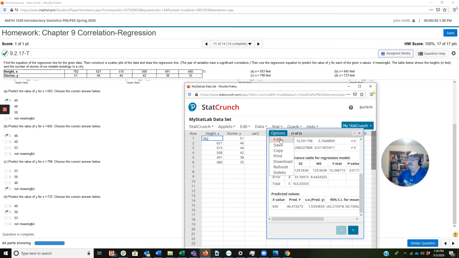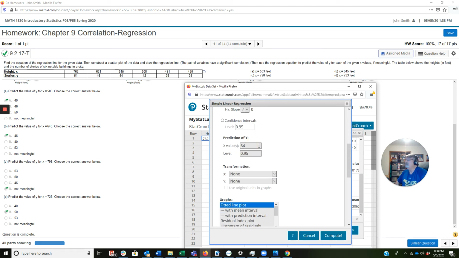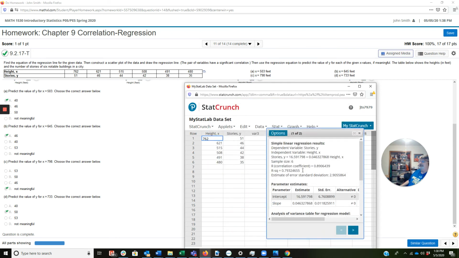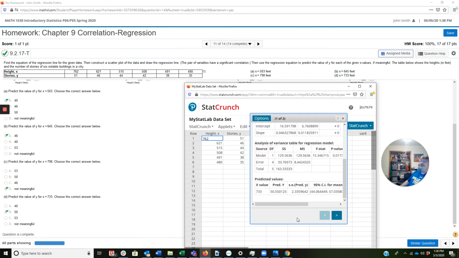I'm going to edit. I'm going to come back down, change that 645 to 733. And there's a minor discrepancy in rounding on this one, which we've talked about before, a little bit less precise, whereas when we use Statcrunch, we're much more precise. But anyway, when I scroll down, I get 50.5. Well, from my answer choices, I can clearly see that was meant to be 50, even though you could argue that this would round to 51, but for what we have here, this is the answer that is acceptable.